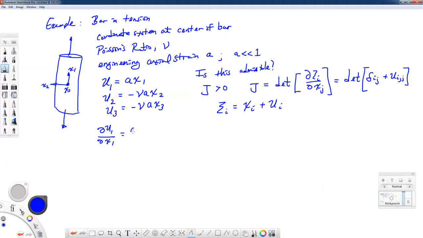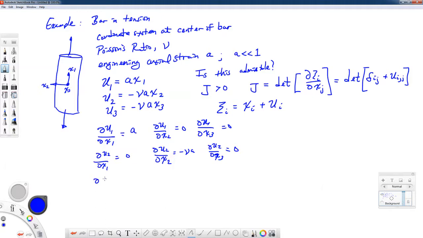Partial derivative u1 with respect to x1 is A, u1 with respect to x2 is 0, u1 with respect to x3 is 0, u2 with respect to x1 is 0, u2 with respect to x2 is equal to minus nu A, u2 with respect to x3 is equal to 0, and then for the last row, u3 with respect to x1 is equal to 0, u3 with respect to x2 is 0, and u3 with respect to x3 is equal to minus nu times A.